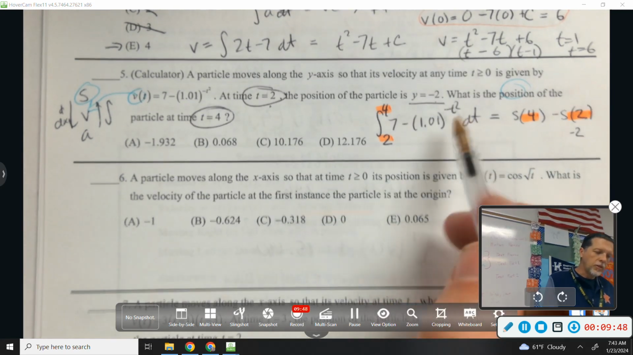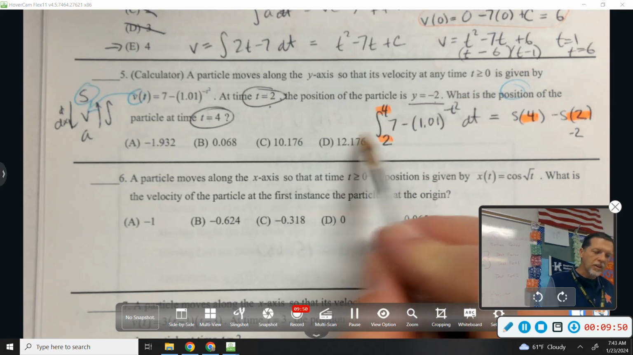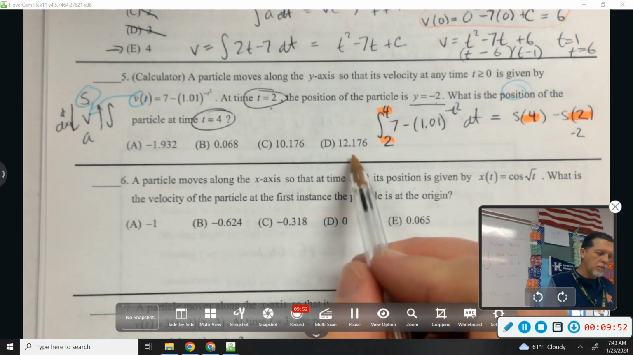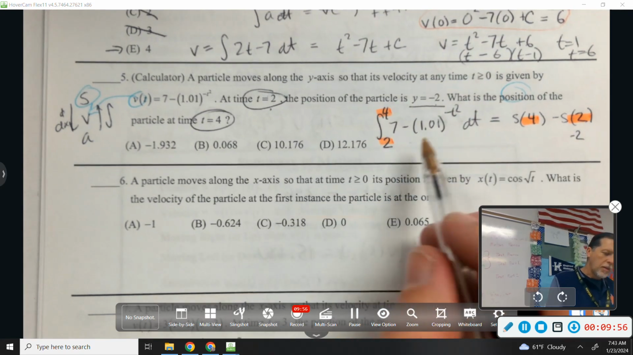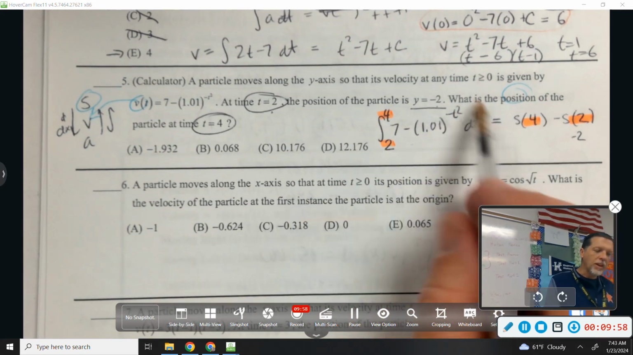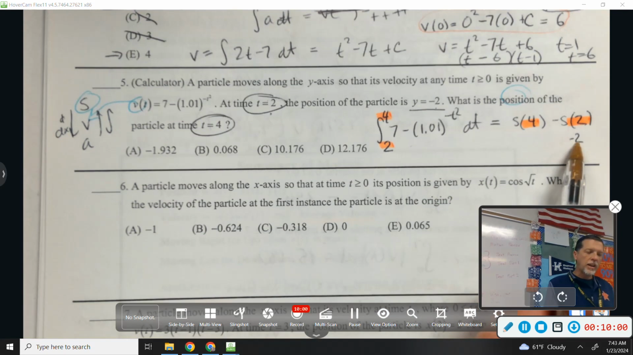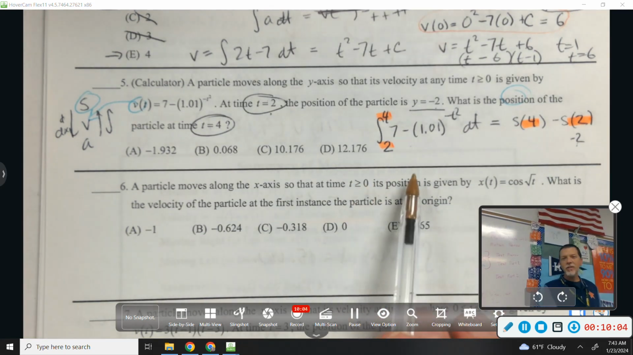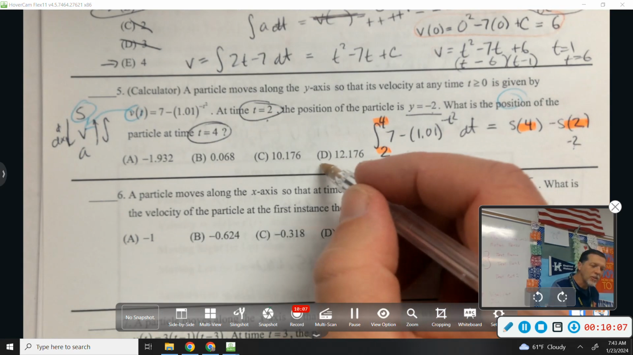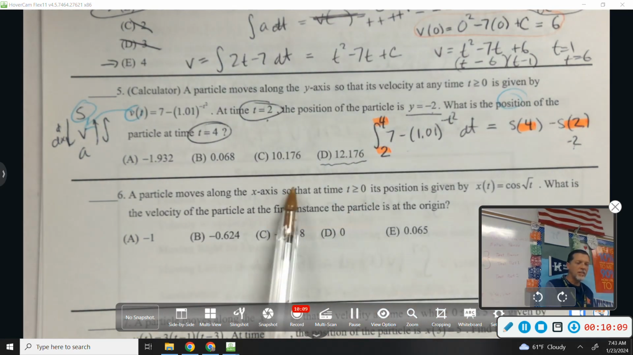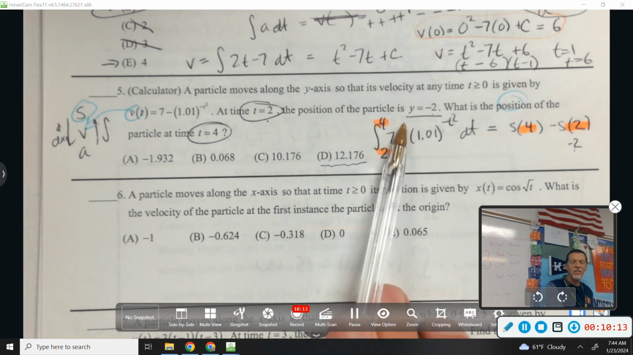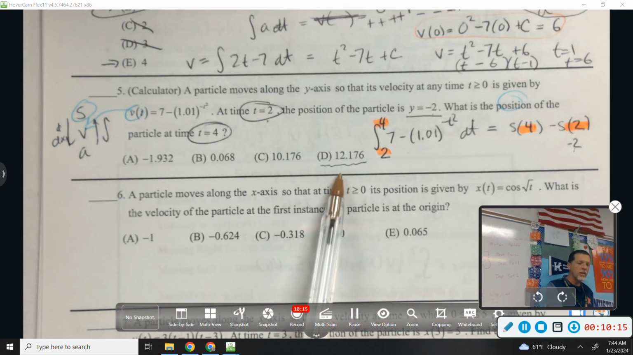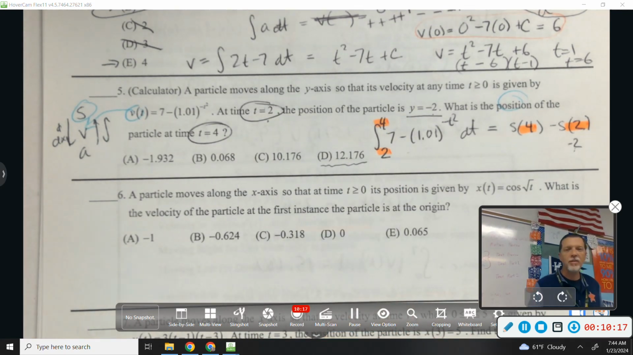So I need to put that in the calculator, and then probably one of the answer choices is just that, but then I need to add 2. Which makes me guess, before I do this, that my answer choice is D, because D is 2 more than this. So I'm guessing that C is this integral, and if I add 2 to it, I get D. I don't know. Let's plug them in and find out.